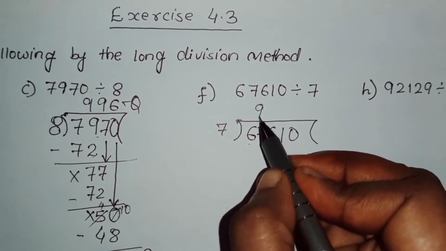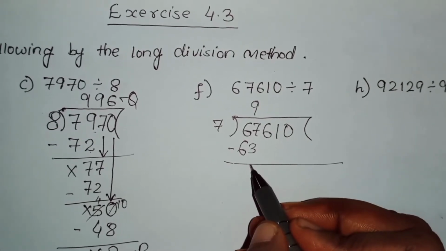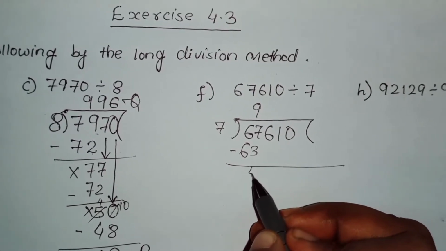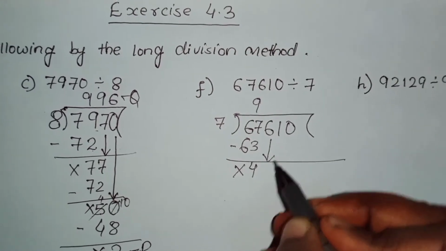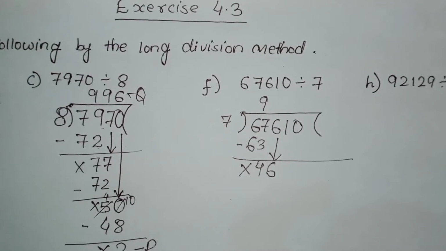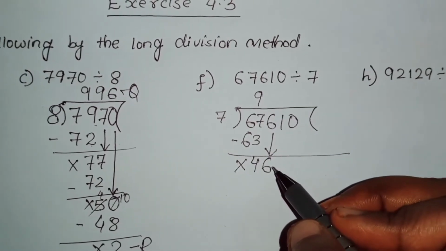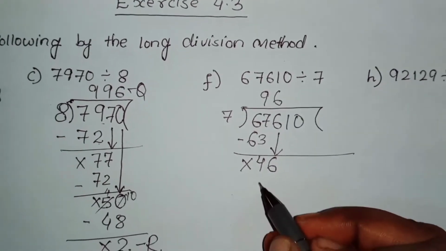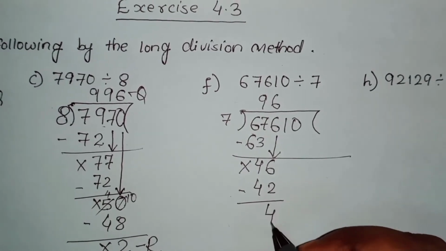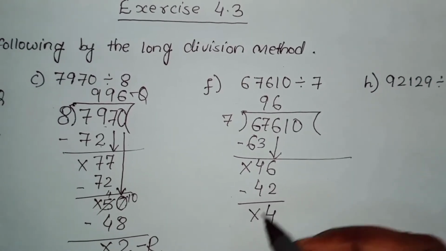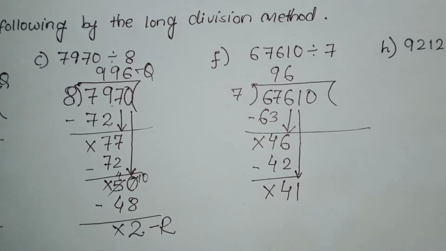So 7 9 ja 63. 7 minus 3 is how much? 4. 6 minus 6 is 0. So put cross. Bring this 6 down. 46. So in 7 table, 46 is there? No. Less than this, what is there? 42. So 7 6 are 42. 6 minus 2 is how much? 4. 4 minus 4 is 0. So we'll put the cross. Bring this 1 down.